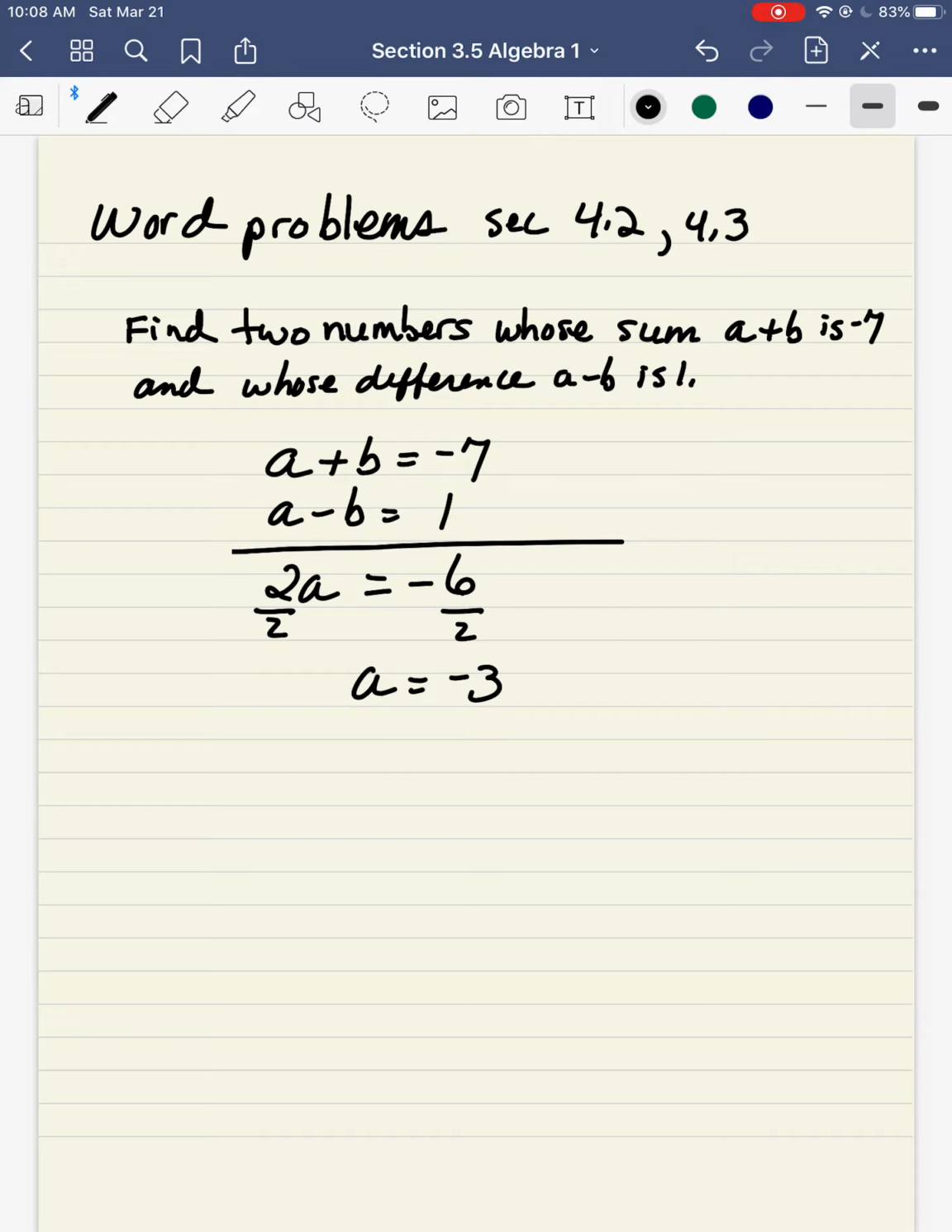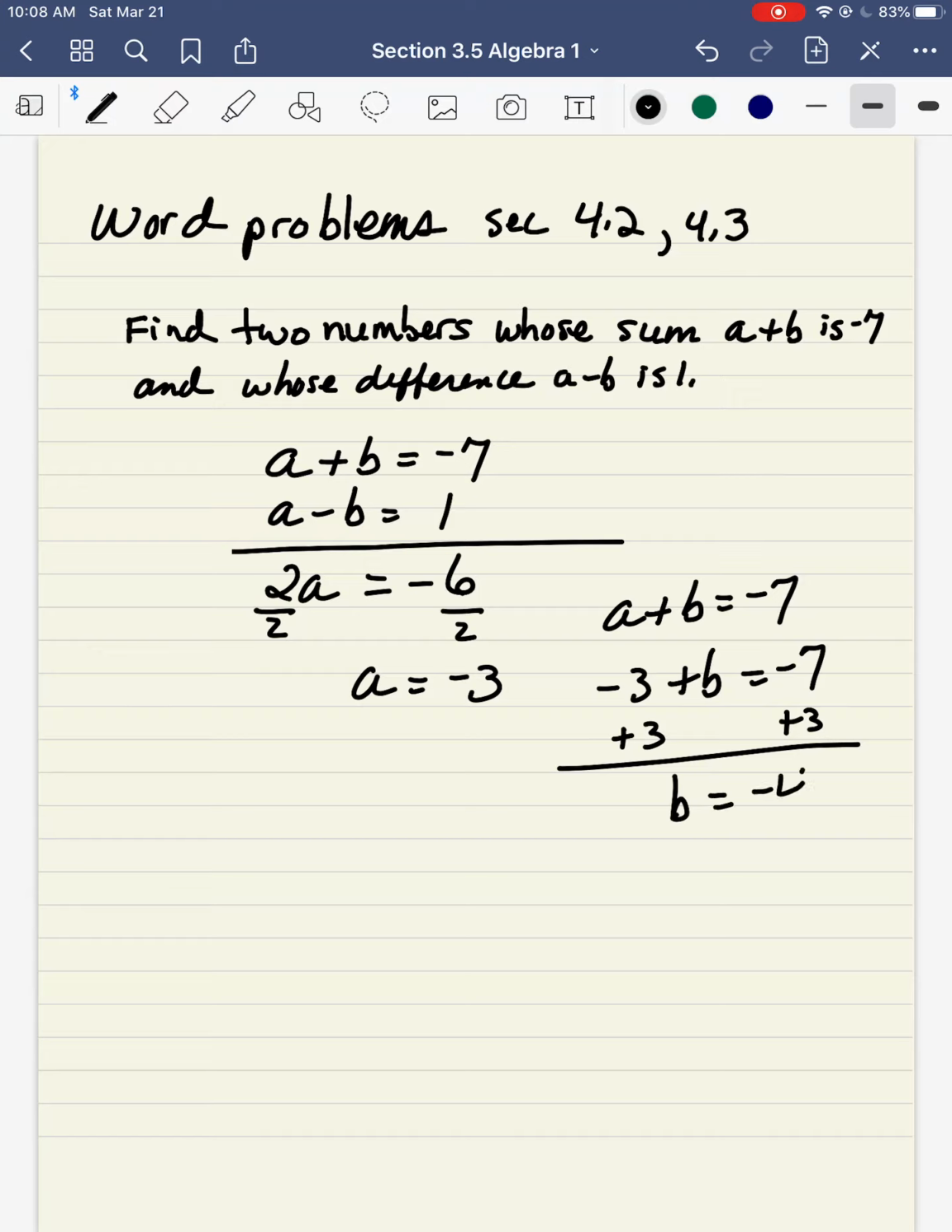And I still have to substitute this into either equation to solve for the other variable. If I put it in the first equation, a plus b is minus 7, but now a is minus 3, so minus 3 plus b equals minus 7. Add 3 to both sides, and I get b is equal to minus 4. So the two numbers are minus 3 and minus 4.